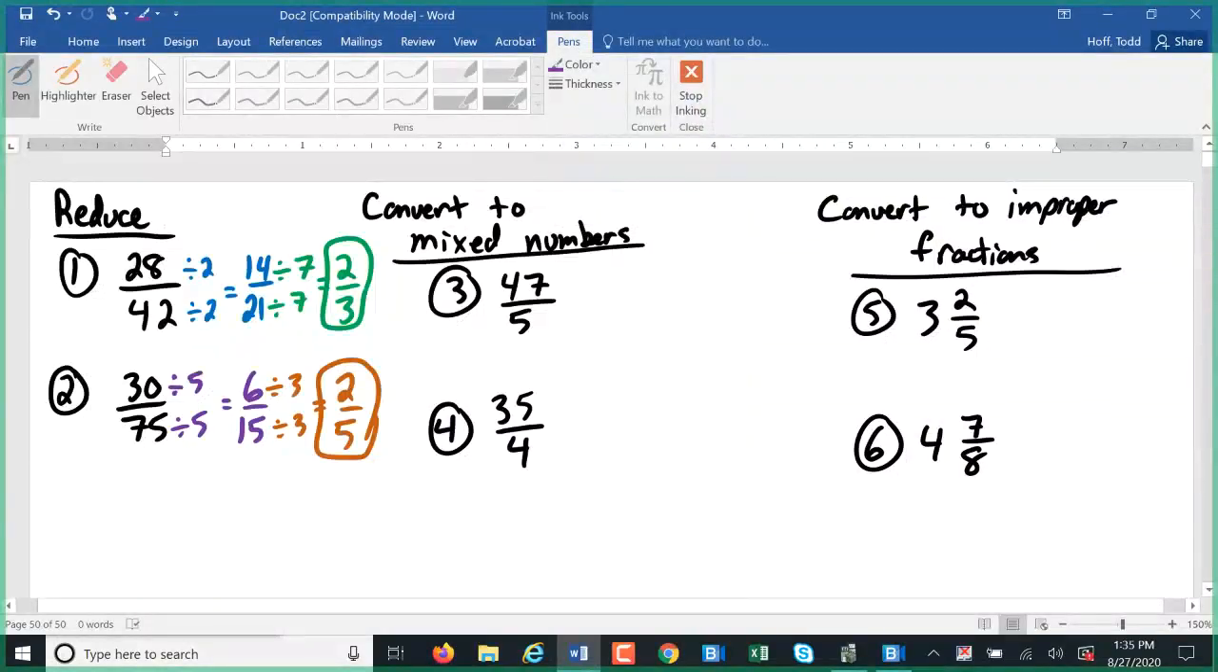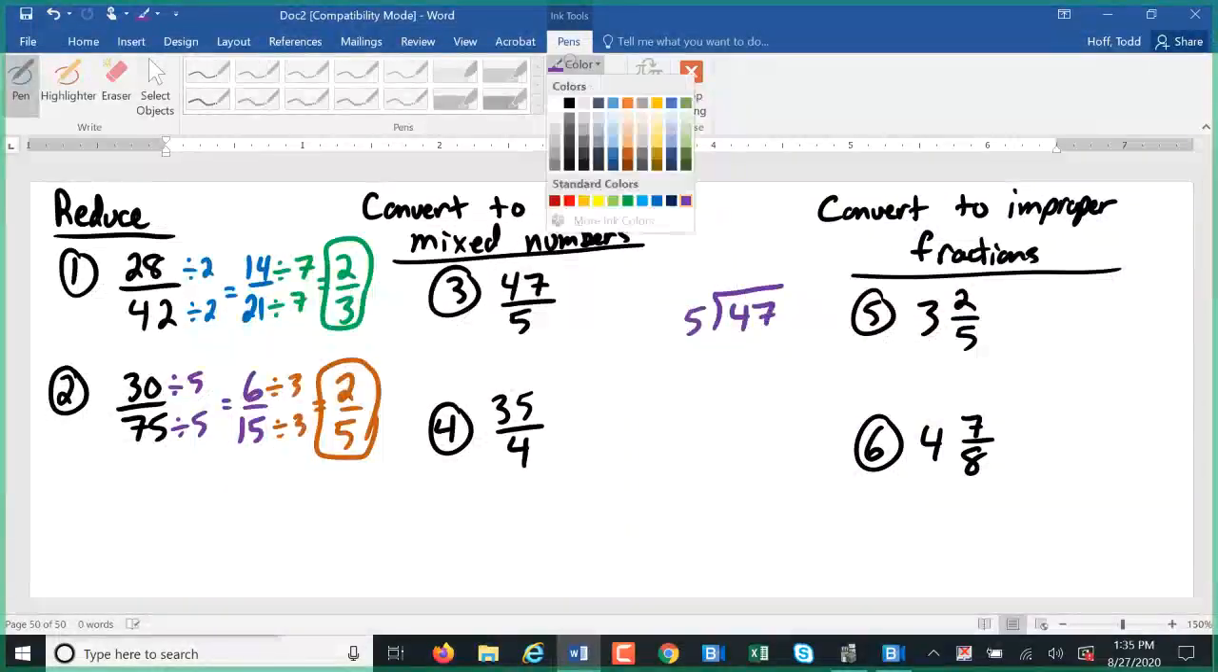Okay, so number 3, convert to mixed numbers. To do this, the easiest way to do it is to do a division with a remainder.